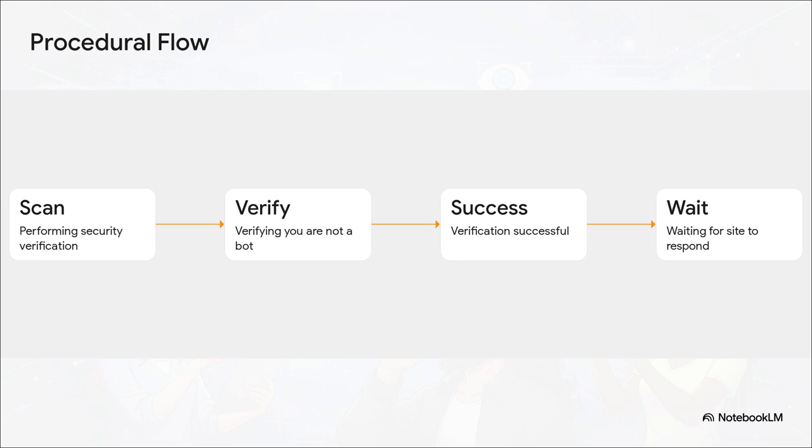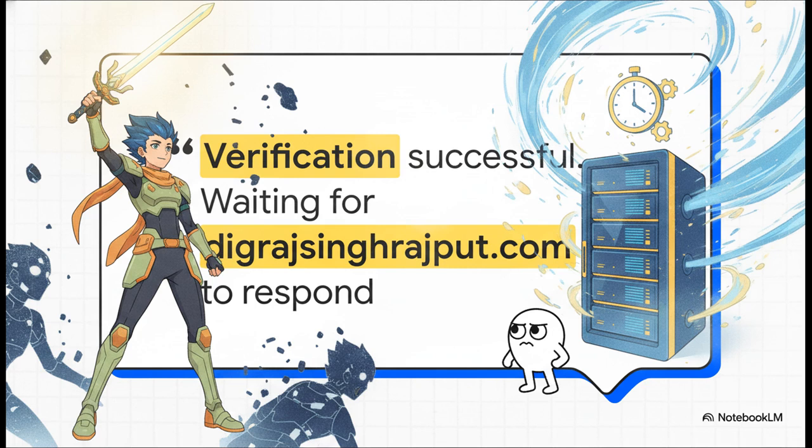First, we have the active state, performing security verification. Second, the specific action, verifying you are not a bot. Third, the clearance, verification successful. And finally, the pivot, waiting for DigigarajSinghRajput.com to respond. Verification successful. Waiting for DigigarajSinghRajput.com to respond.